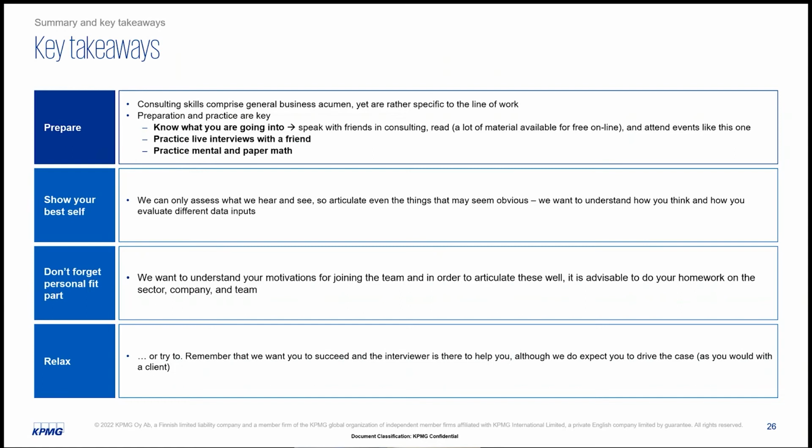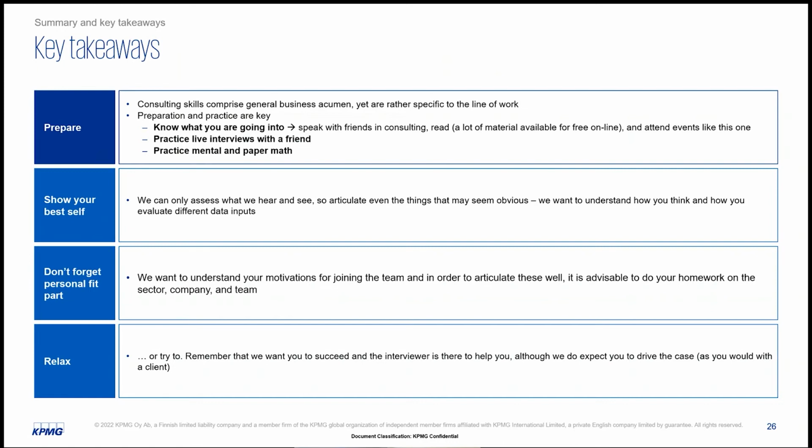And then practicing the mental and paper math. It's not something that we typically do in our daily lives because of calculators, but it's something that we test in the interview, and something that we do live in front of clients as well. So that's really the key thing, I would say.